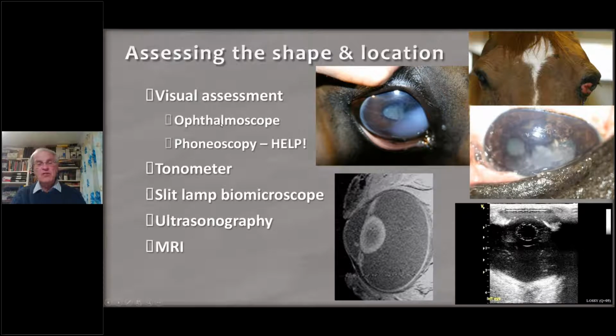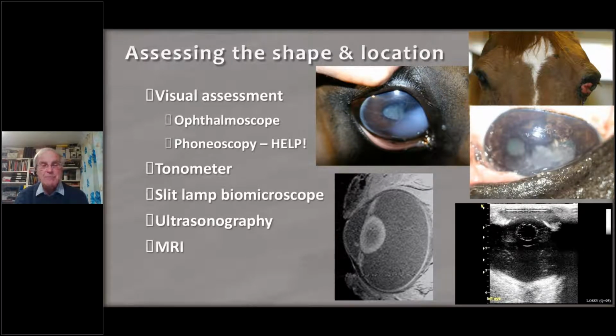You can use your fundoscopy if you like. You can use your telephone. Your telephone is a good ophthalmoscope. Don't worry about that. You can get a lot of information from your telephone if you set the thing up correctly to take the right thing. You can measure the pressures of the eye.